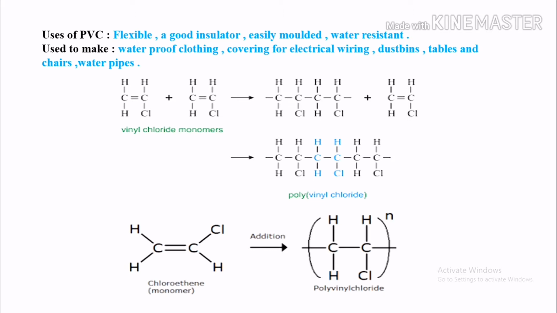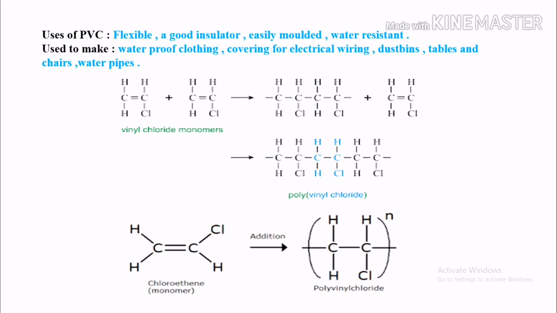The second one is PVC, polyvinyl chloride. Polyvinyl chloride is flexible, it is a good insulator, it is easily molded, and it is water resistant. Used to make waterproof clothes, covering for electrical wires, and used for making dustbins, tables and chairs, and water pipes.